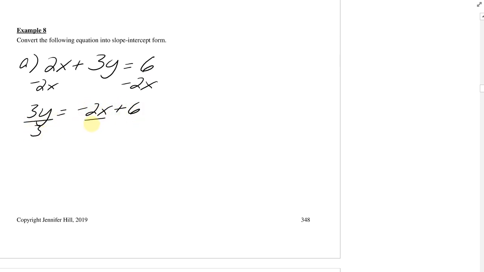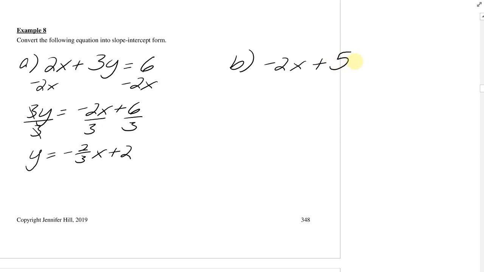And then I can divide each side by 3. Those 3's will drop out, so I'm left with y equals negative 2/3 x plus 2. So that's basically all you have to do if you want to get something into slope-intercept form. Just go through the work to solve for y. So why don't you guys try this one? Negative 2x plus 5y equals negative 10. Pause the video, try that, hit play when you're ready to see the solution.